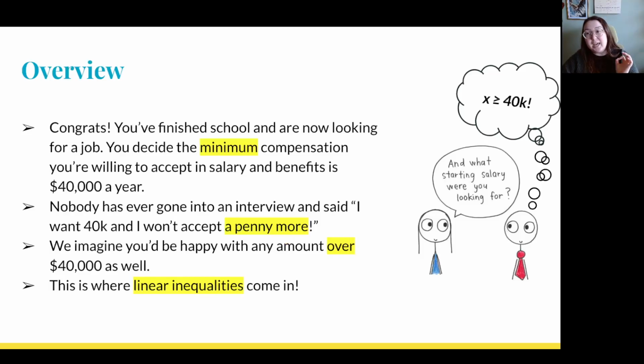They would be okay with a salary of 40,000, but they would also like anything better. What they don't want is anything lower than 40,000. So that inequality where we have x, where x is the salary, we would say we want x greater than or equal to 40,000 or 40K. So that's where our linear inequalities come in. We've learned a lot about linear equations where they are equal to each other, but our inequalities are now going to take into consideration less than or greater than as well.